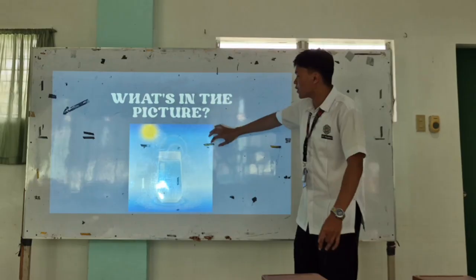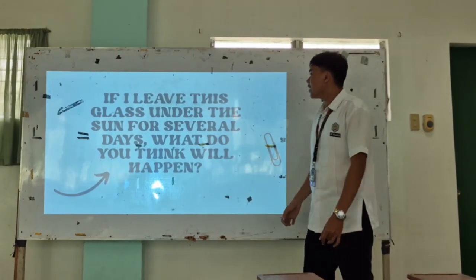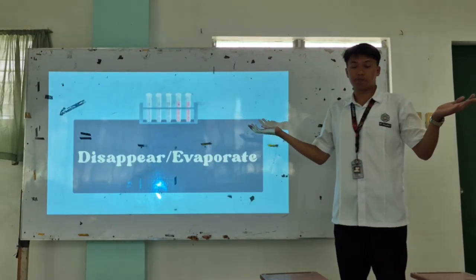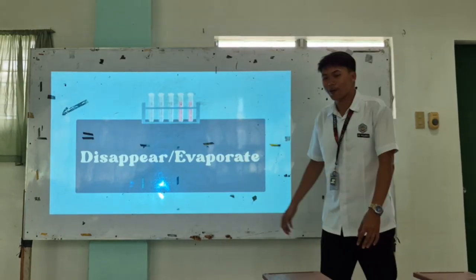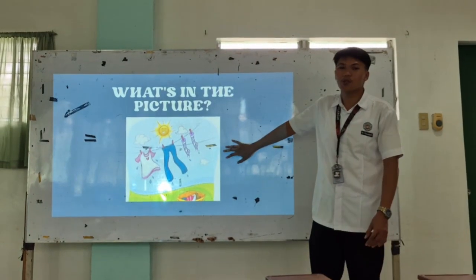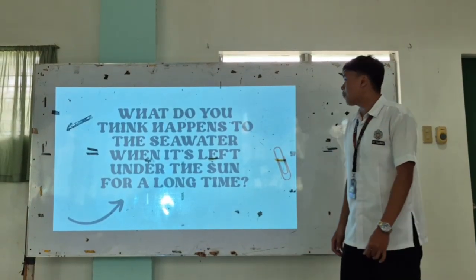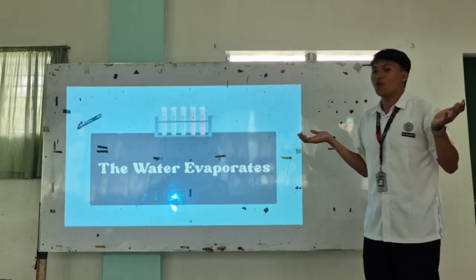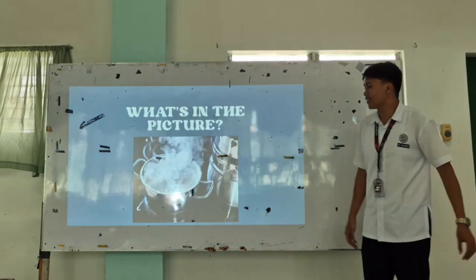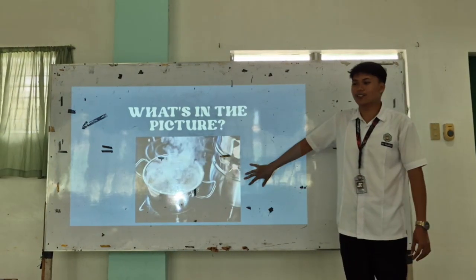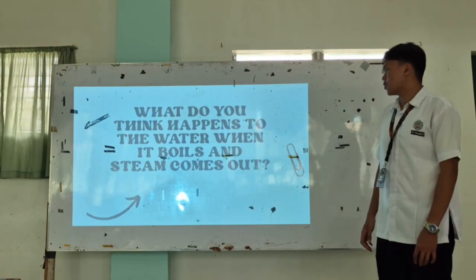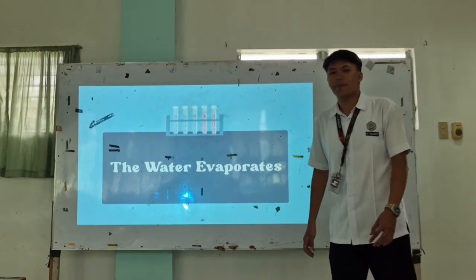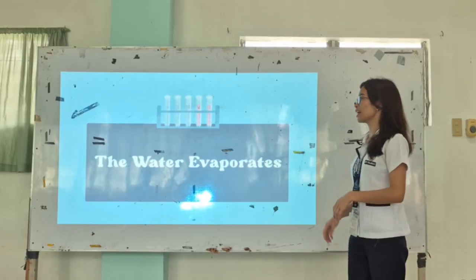So class, what's in the picture? If I leave this glass under the sun for several days, what do you think will happen? Correct, it will disappear or evaporate. So here, what's in the picture? What do you think happens to this seawater when it's left under the sun for a long time? Correct. The water evaporates. So, class, what's in the picture? What do you think happens to the water when it boils and steam comes out? Correct. The water evaporates. Okay, now let's watch this video.